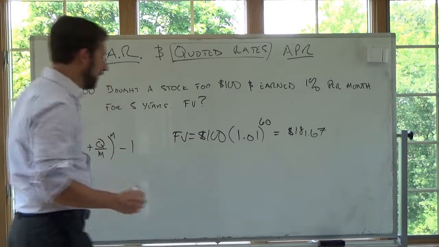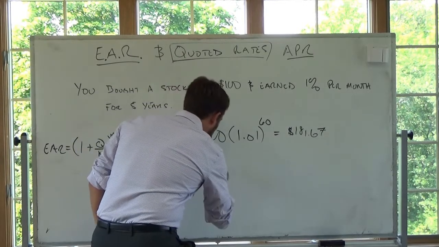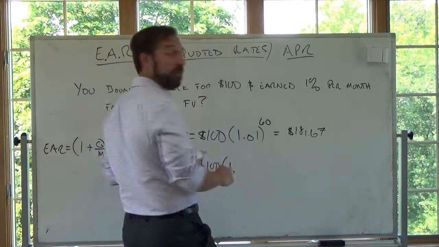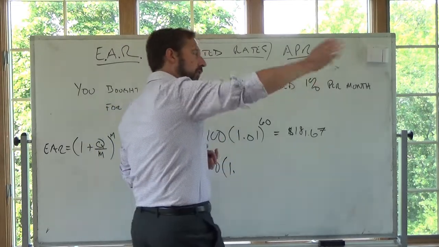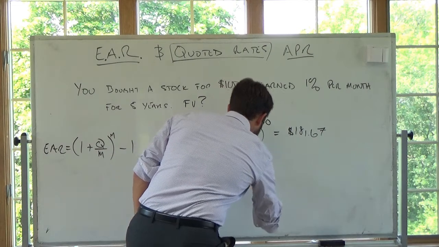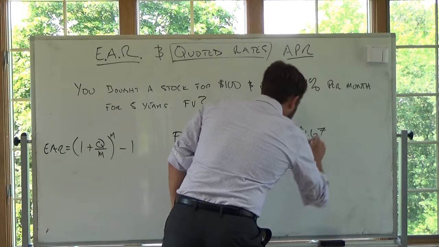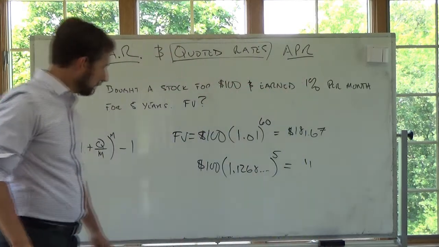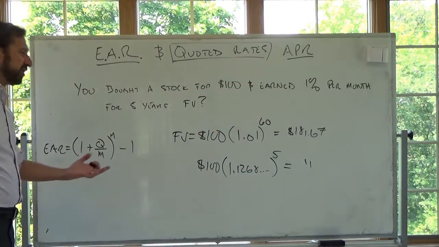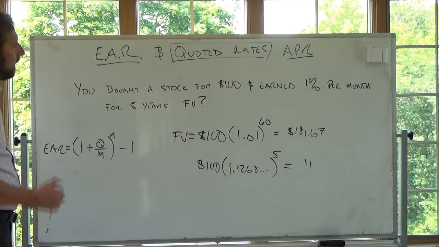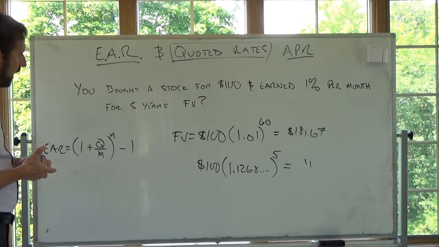Now this will be absolutely equivalent to saying $100 times 1.1268, but I really need to go out farther, more decimal places, but I'll just say 12.68%. And if you go out enough decimal places and do that to the 5th power, that'll be the same. And you can show this algebraically, that they're going to be equivalent. Excellent. Anything else I want to say here?